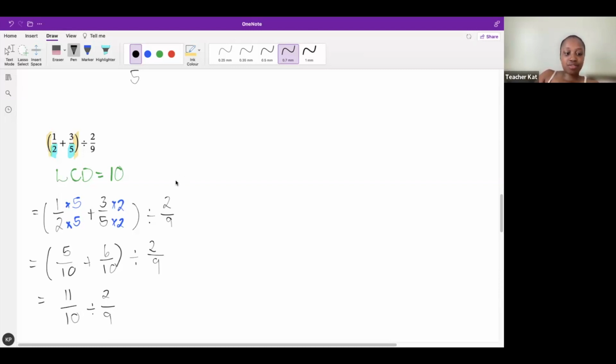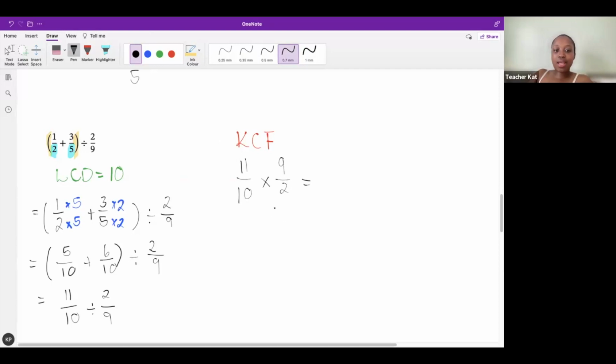Now we are left with the division sum. Okay? So we have to keep, change, flip. Keep, change, flip. Okay. Right. So I have 11 over 10. I'm going to change my division symbol to a multiplication. Thanks, Tebogo. And then I have to flip my last fraction. So now I have 9 over 2.